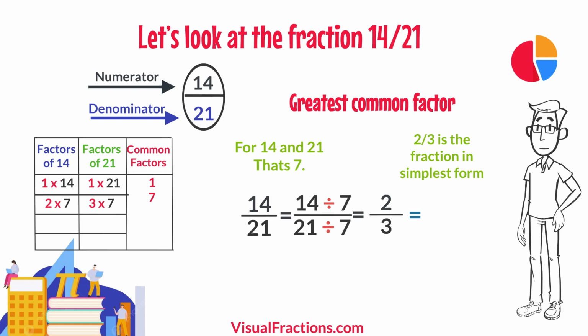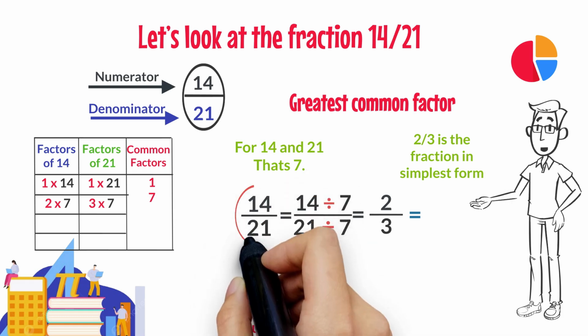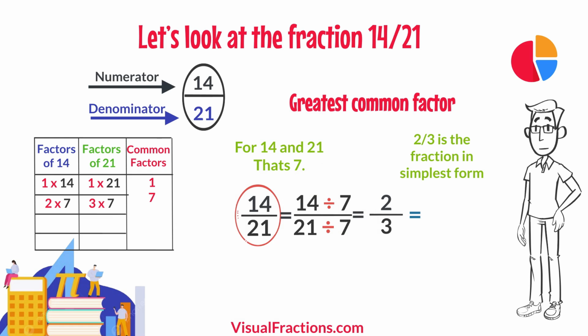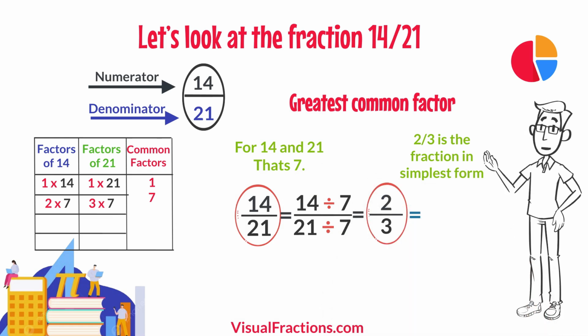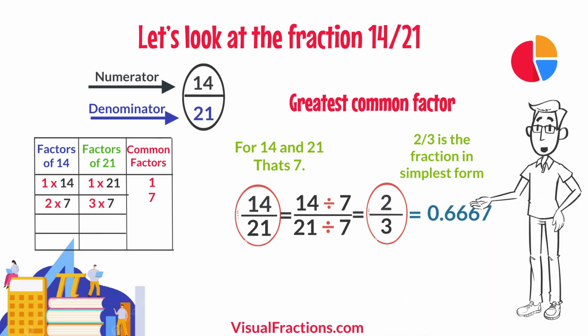It's important to note that both the original fraction 14/21 and the simplified fraction 2/3 have the same decimal value, which is approximately 0.6667. This demonstrates that simplifying a fraction does not change its inherent value but makes it easier to understand and use.